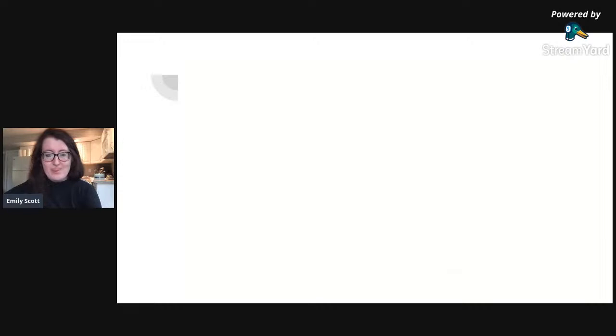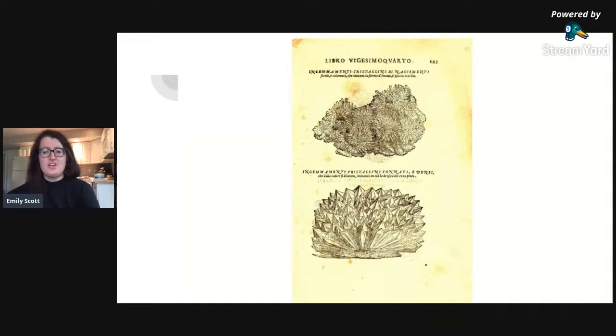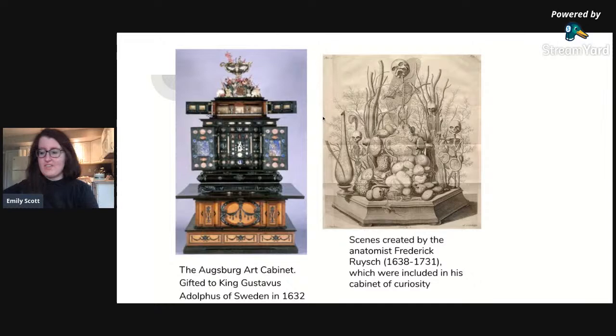This is another photo of Dell Historia Naturale. I wanted to include this because it highlights the idea I'm going to be talking about, which is the categorization of the natural world. As you can see here, he has identified different species. So this is a representation of what is in his cabinet of curiosity. This is another cabinet of curiosity. Sorry, I need to find my page on this.